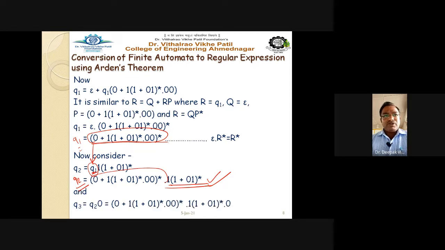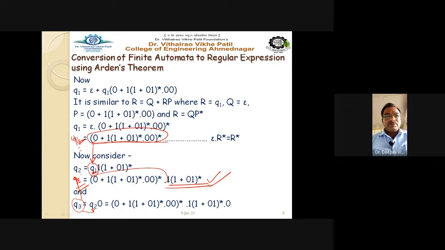Why have we written it for Q2? Because Q3 depends upon Q2. Getting this point or not? So we first find the equation for Q1, then we find the equation for Q2, because Q3 depends upon Q2.